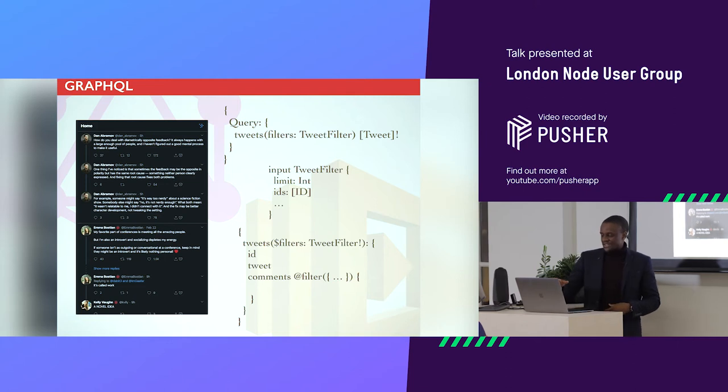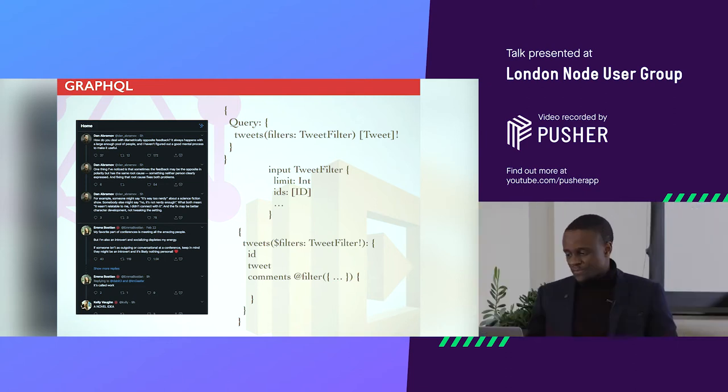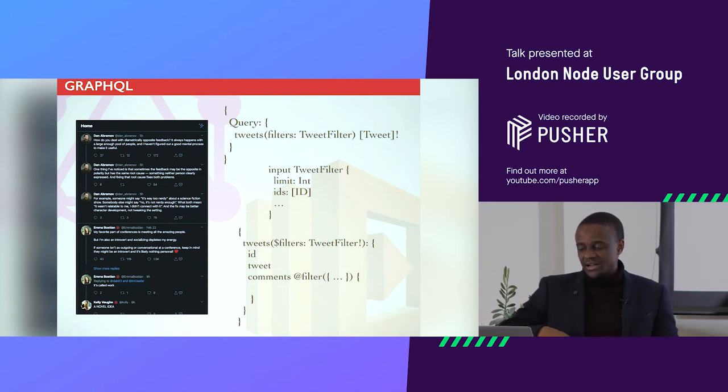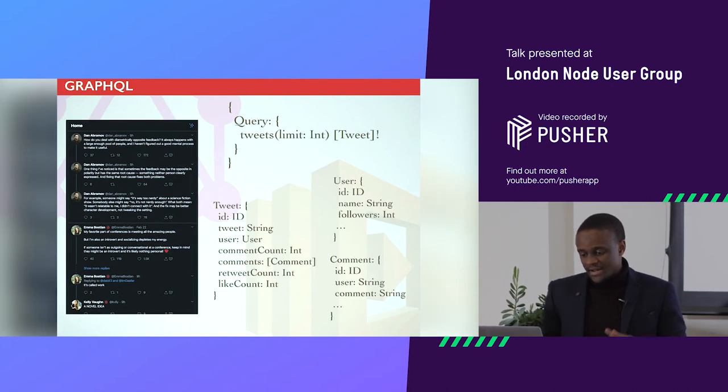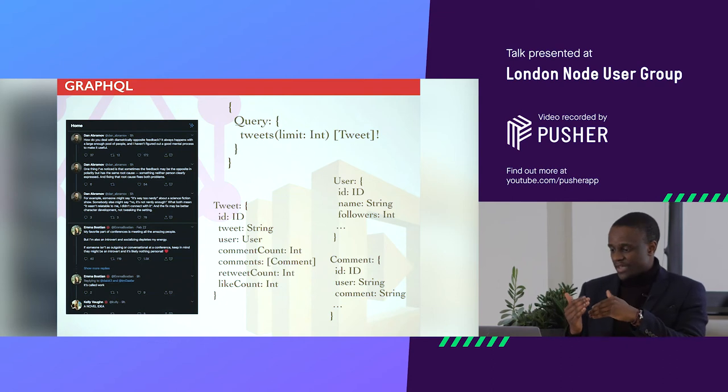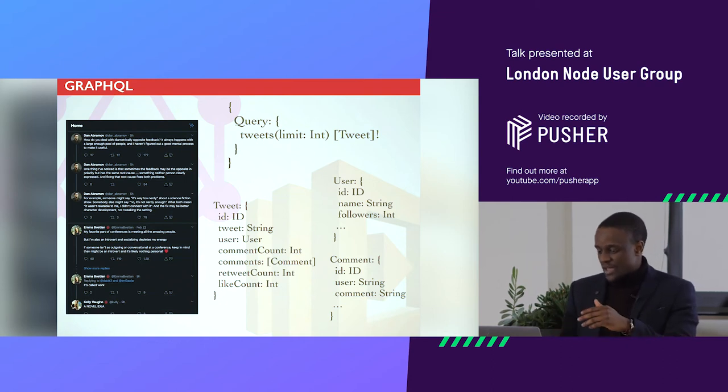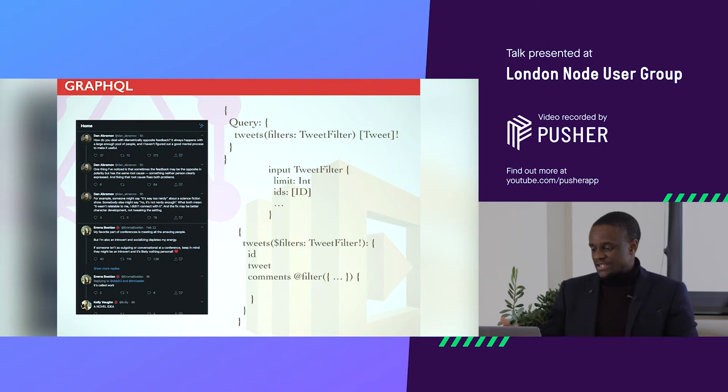So now, instead of us having another endpoint, imagine the front end team comes back and says, listen, I want to be able to click on a tweet and then have more data, like comments and so forth. Maybe for the initial call, I don't want the comments. All I want is a tweet. So the front end team will just omit comments, and the back end won't give them comments. But if they want comments, all they have to do is add comments and say what they want.